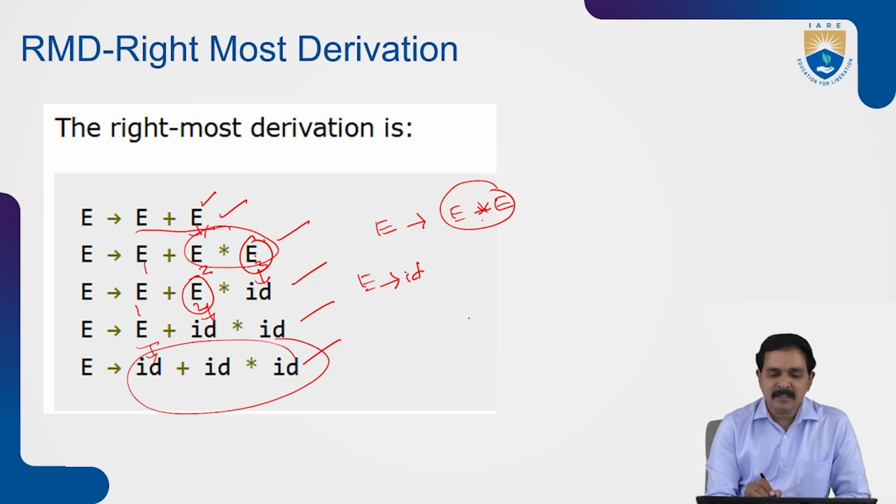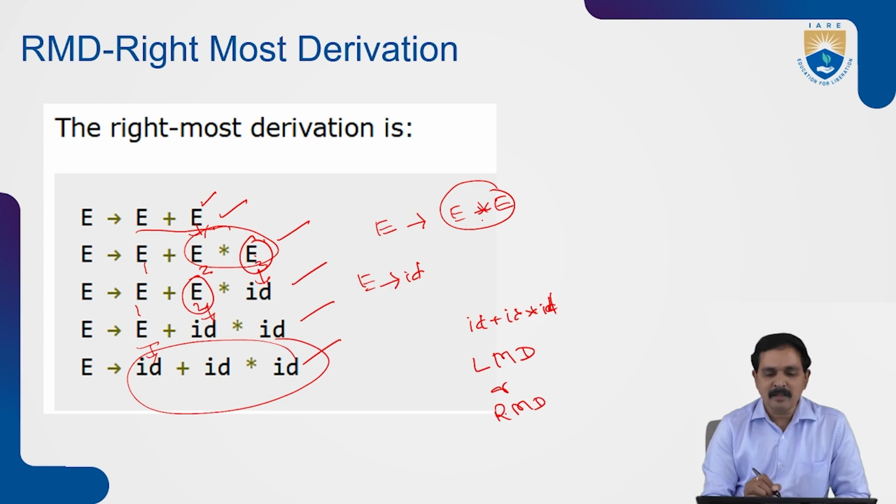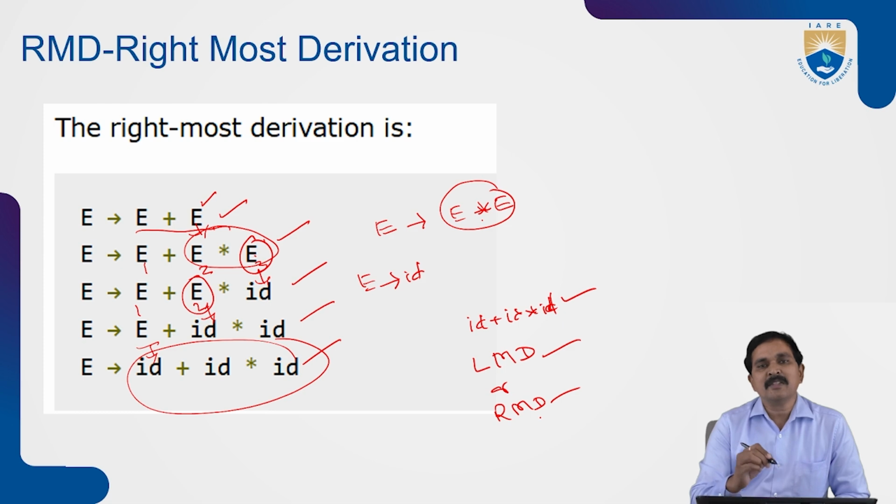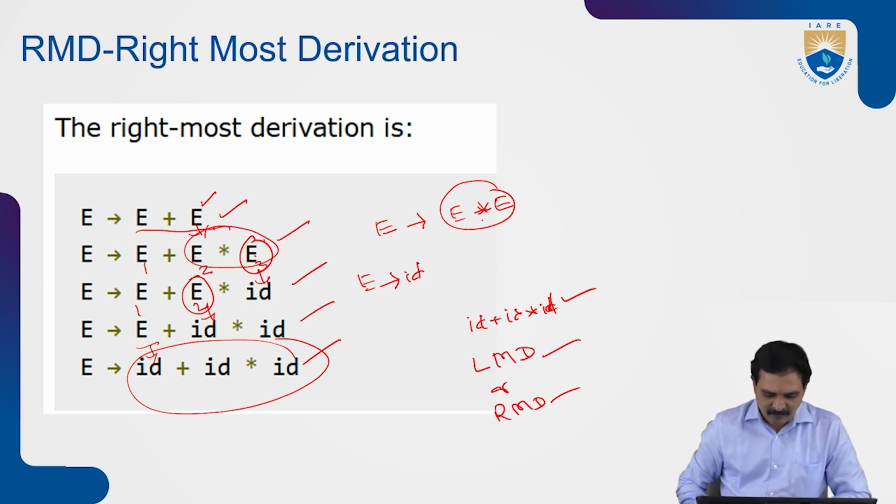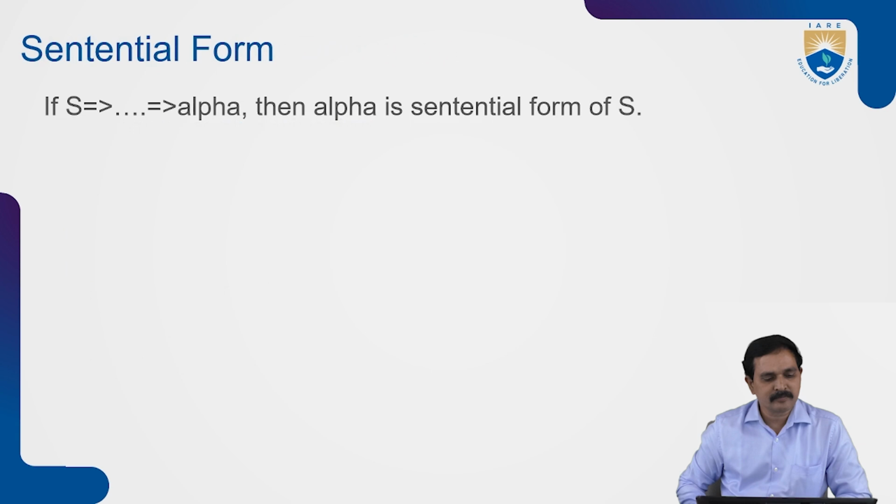Whatever the question is, if the input string is ID plus ID into ID, to solve it using either the leftmost derivation, which we discussed previously, or the rightmost derivation, we have to obtain the same input string. But the sequence of rules applied may be different. So finally, we get the answer ID plus ID into ID. This is the example of rightmost derivation.